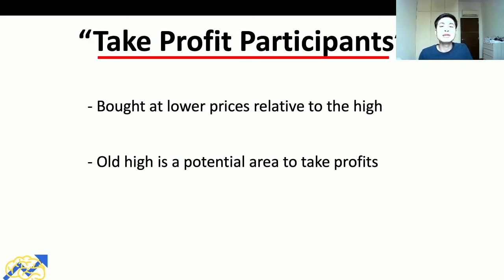The second reason why previous highs tend to be resistance levels is because of take-profit participants. These participants bought the stock at lower prices relative to the high, and these old highs are potential areas to take profits on. Since prices managed to reach that previous high before, these participants believe that prices can reach back to the previous high. And that is why when prices reach back to the previous high, they will look to cash in some of their profits. So at previous highs, there tends to be a greater supply of stock, which creates an area of resistance at the price levels of the previous highs.